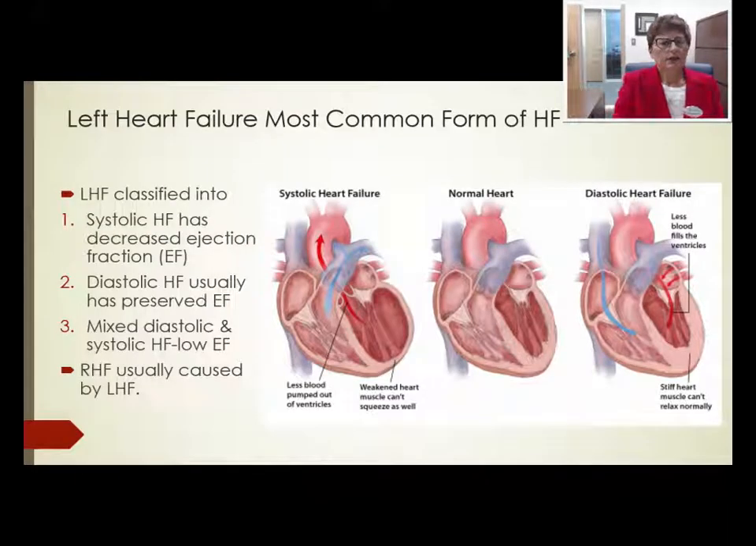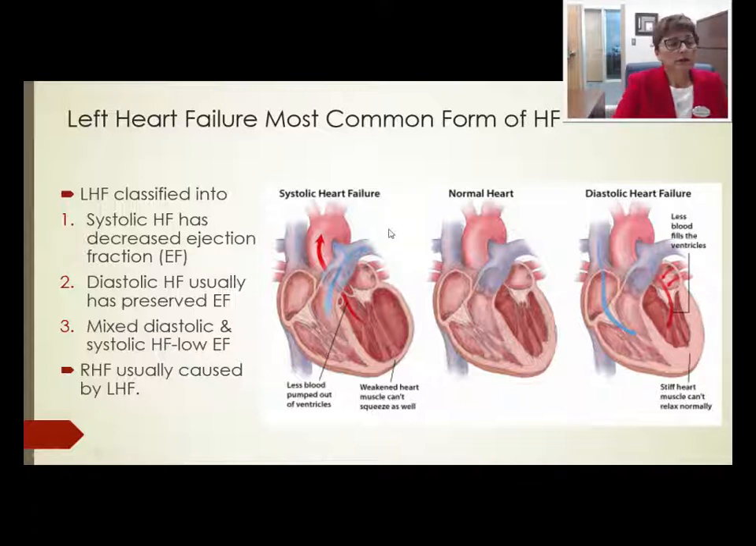So now we can talk about left heart failure, which is the systolic and the diastolic. You'll see that in the hospital now, the patient will be diagnosed with heart failure, and once they do an echocardiogram, they can tell if it's systolic or diastolic. So systolic or diastolic heart failure is left heart failure. Right heart failure is not.